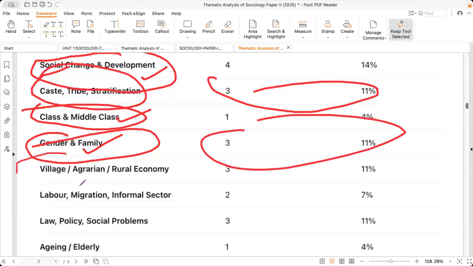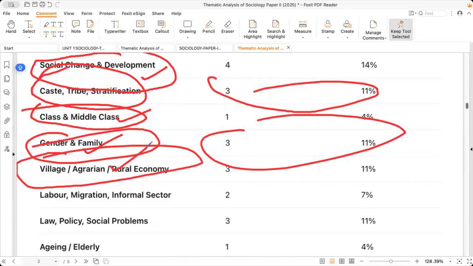Another unit is village, agrarian, or rural economy. Since our India has a large proportion of rural economy and rural areas, this will remain relevant. When the village, agrarian, rural economy comes, then a most important part, politically and socially, is agriculture. They have asked questions a lot of times on the land tenure system as well.